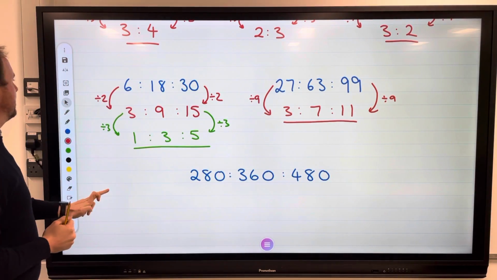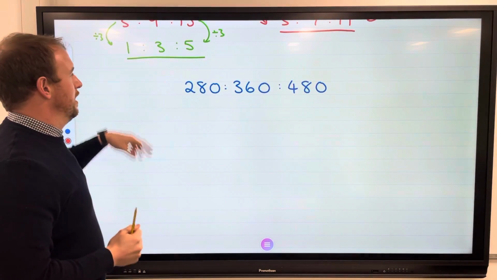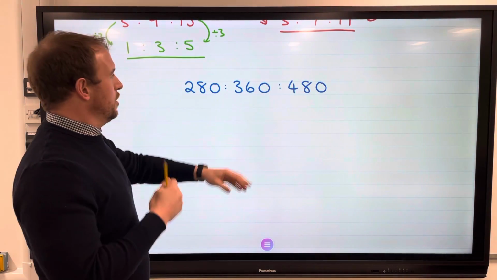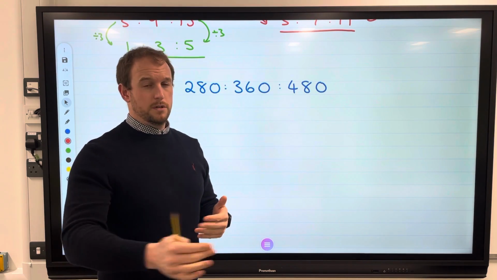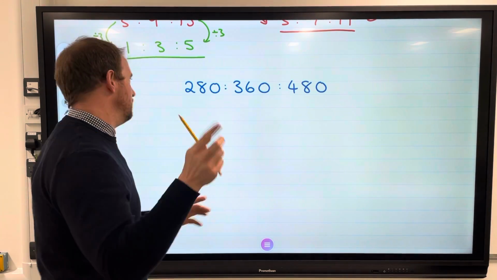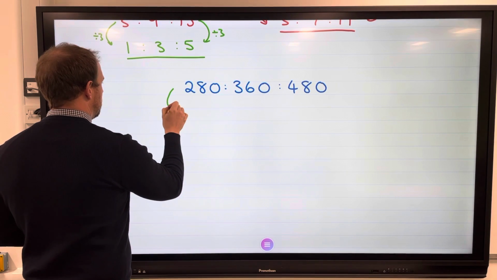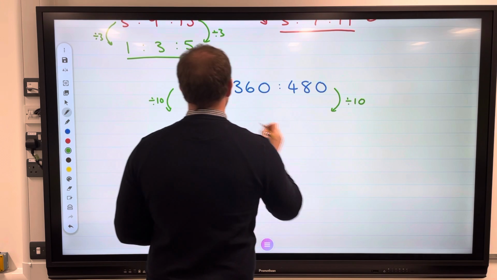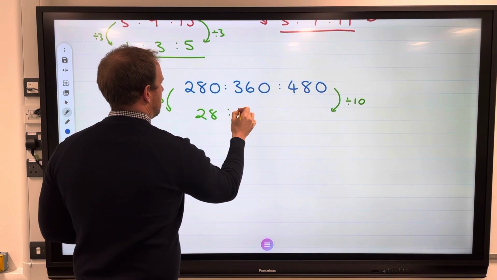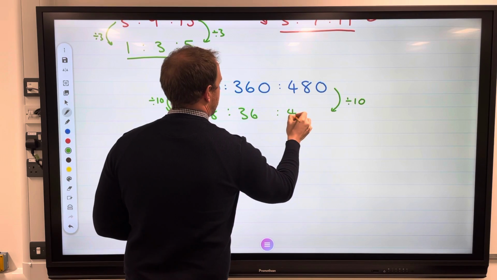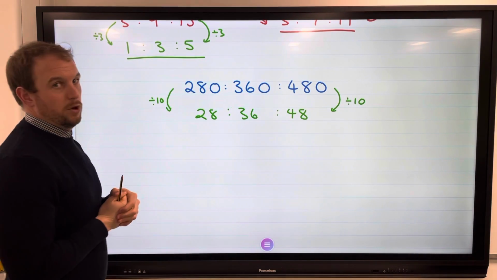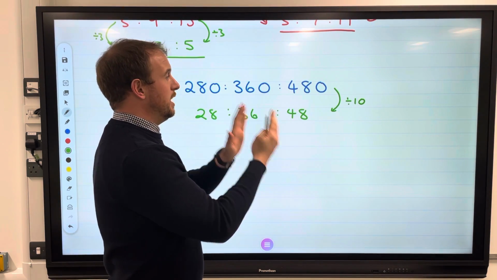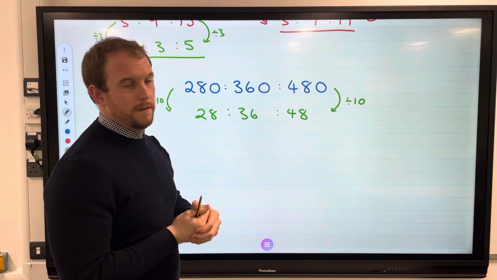How about then if we had really, really big numbers, 280 to 360 to 480. Well, you'll notice there is a 0 on the end of them, so they can all be divided by 10. So let's do that first. So we have 28 to 36 to 48. We've divided them all by 10. You can see the place value of these numbers has changed because I've just taken the 0 off the end.